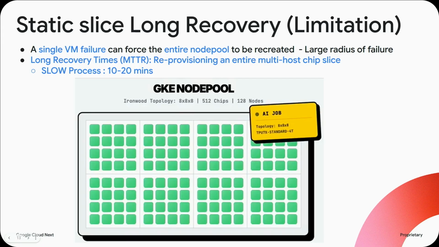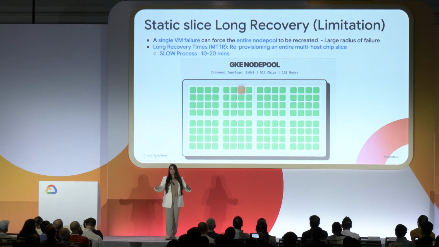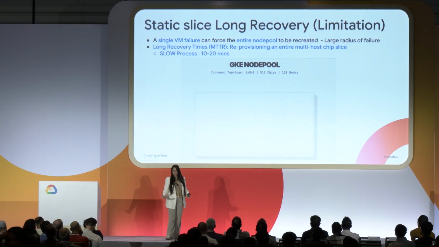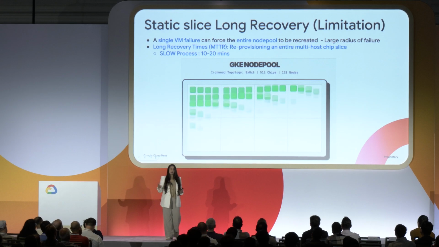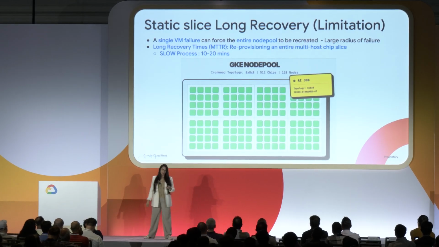Let's say consider there's one single failure, a VM fails in this node pool. We have to recreate an entire node pool with the 128 healthy nodes. This is like tearing down your node pool and re-provisioning your entire infrastructure again. Great, it provides you resiliency, right? It keeps your job running. However, this can be a slow process because it is tied to your infrastructure creation.